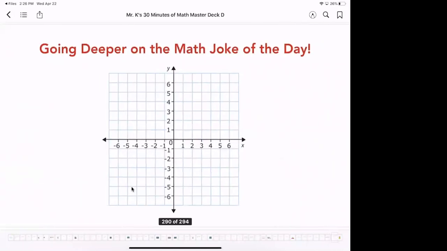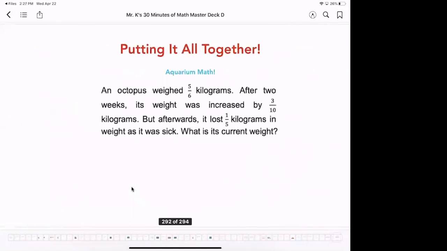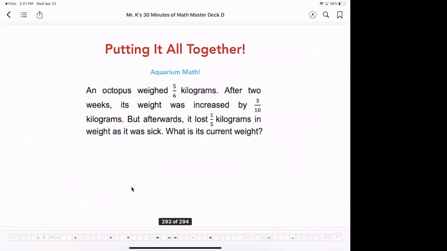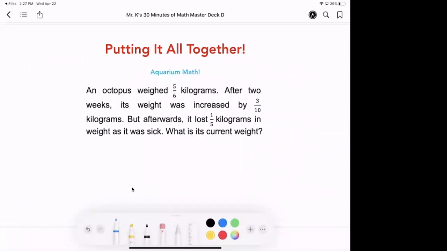All right, I am going to give you one more before we get to our homework. One more word problem with our fractions from our aquarium. An octopus weighed 5/6 kilograms. After 2 weeks, its weight was increased by 3/10 kilograms, but afterwards it lost 1/5 kilograms because it was sick. Ah, that's kind of sad. What is its current weight?